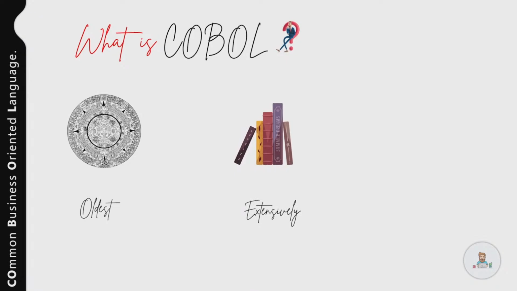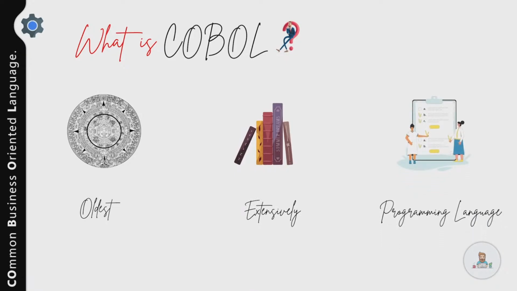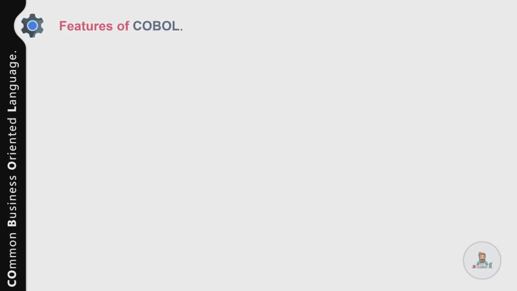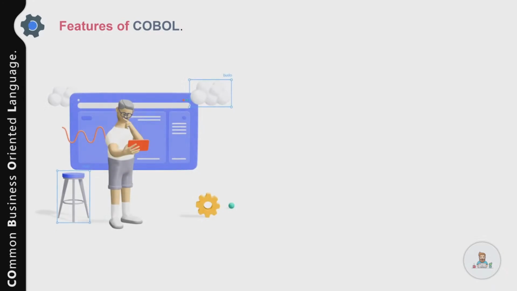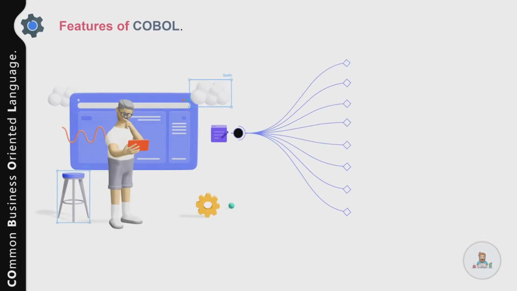It is not only used on IBM mainframes, but it is also heavily used on Windows and the cloud computing platform. Now let's talk about the features of COBOL. As you know, COBOL is predominantly used for business-oriented applications. And being an old programming language, it is still holding the ground due to its features. The following are the important features of COBOL.